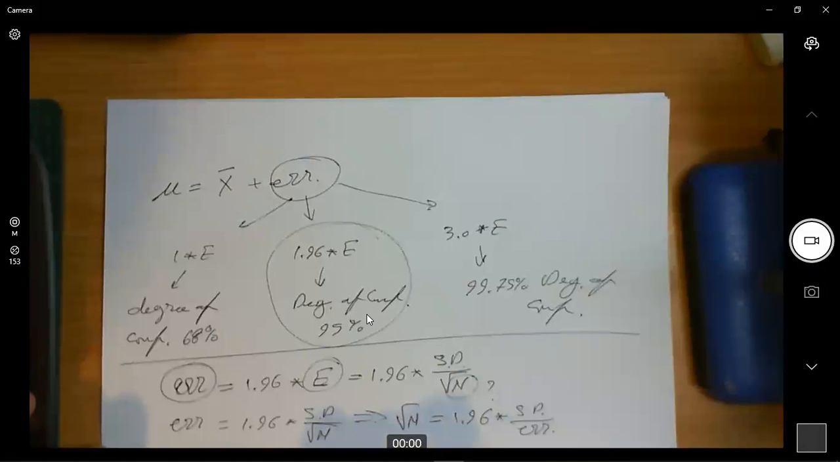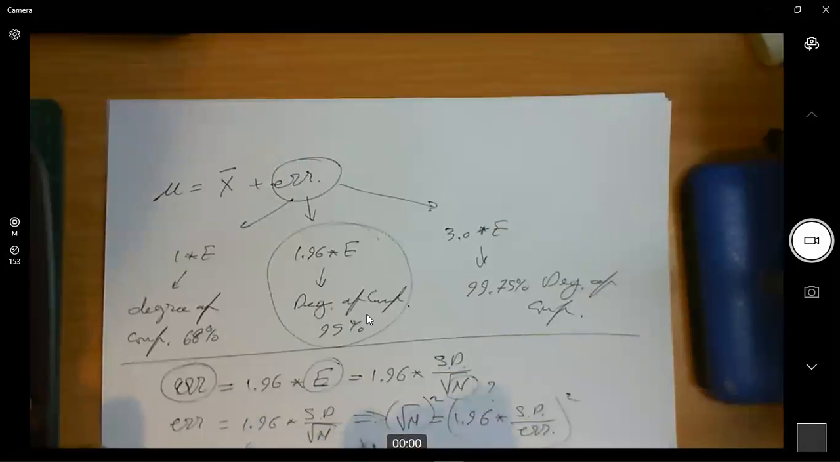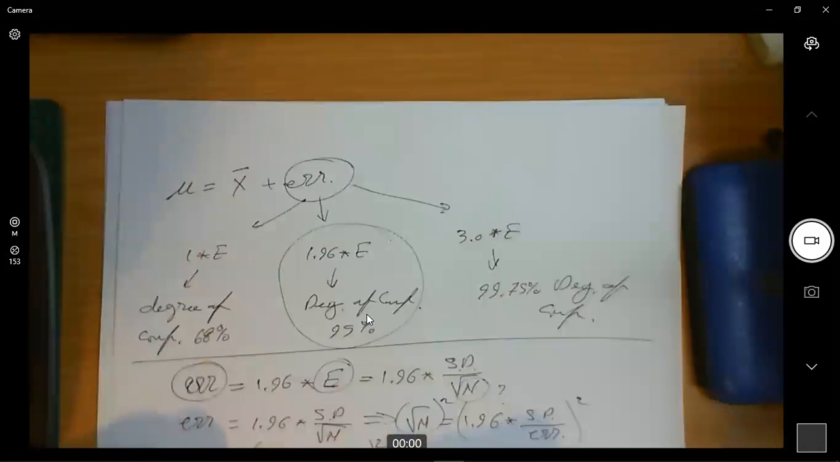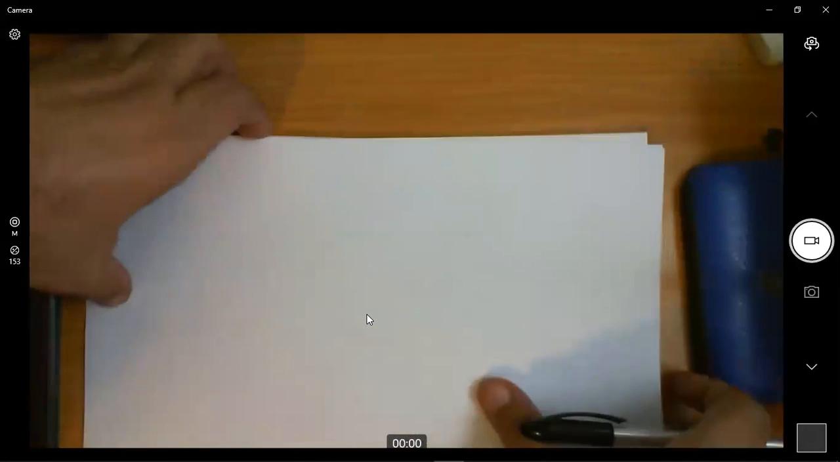If we square both sides, we end up with n equals 1.96 multiplied by the standard deviation divided by the error, all squared. This is at a 95% degree of confidence. So let's take an example.